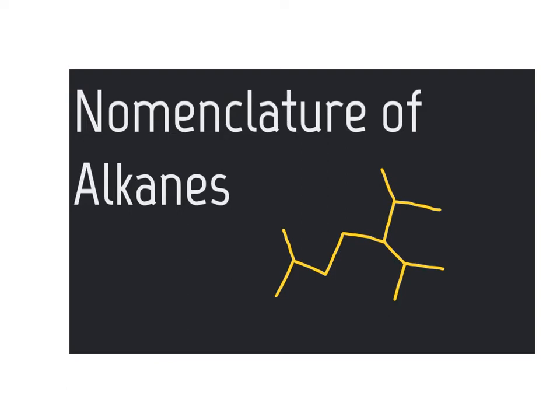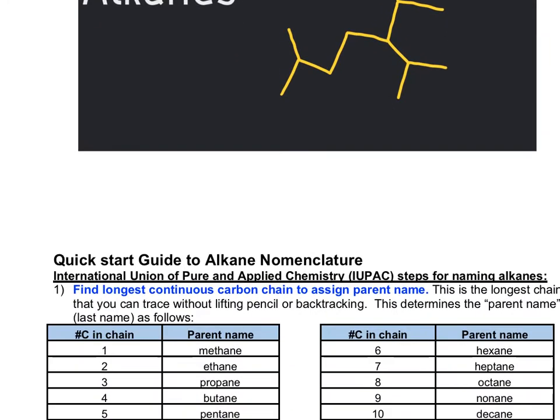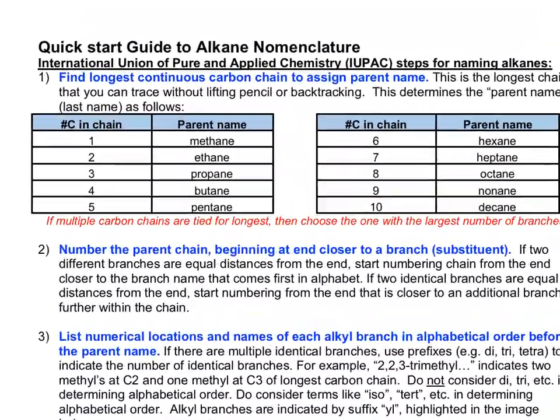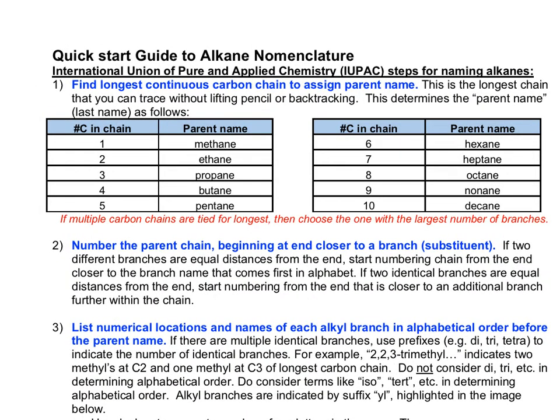So if you look on the web page, you can download a file that gives you what I call the Quickstart Guide to Alkane Nomenclature. And here's the first part of that one-page sheet for the Quickstart Guide to Nomenclature. So what we're going to do is walk through this sheet step by step, and then we're going to apply these guidelines toward actually naming some organic molecules as examples to highlight this.